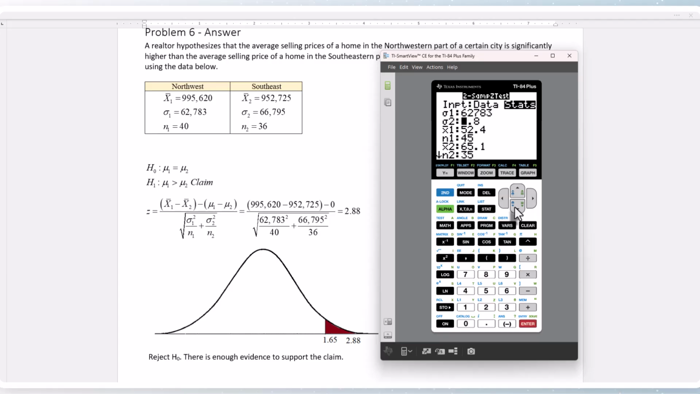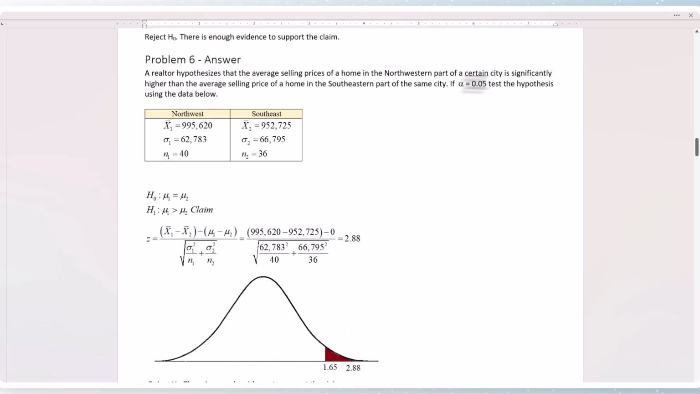62,783, 66,795, 995,620, 40, 952,725, 36. We want greater than, calculate. Our test point rounds to 2.88.